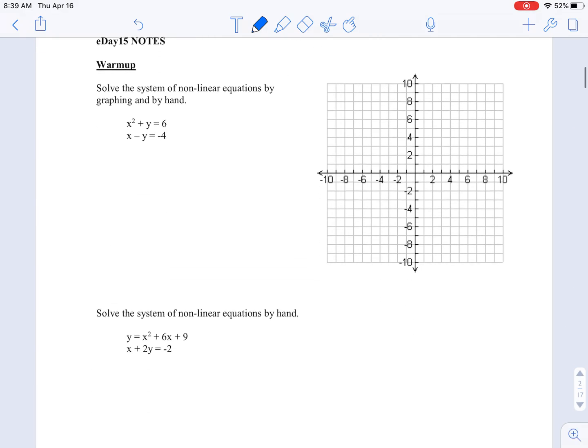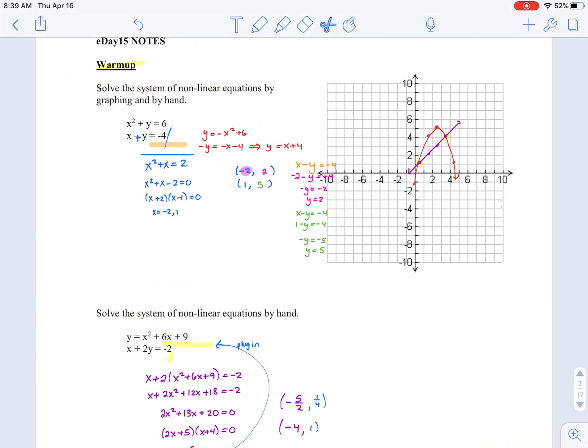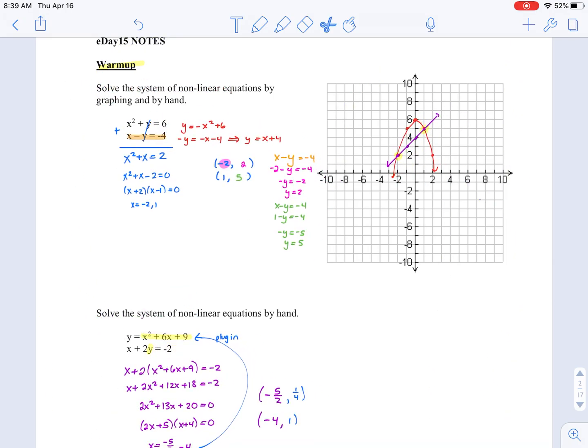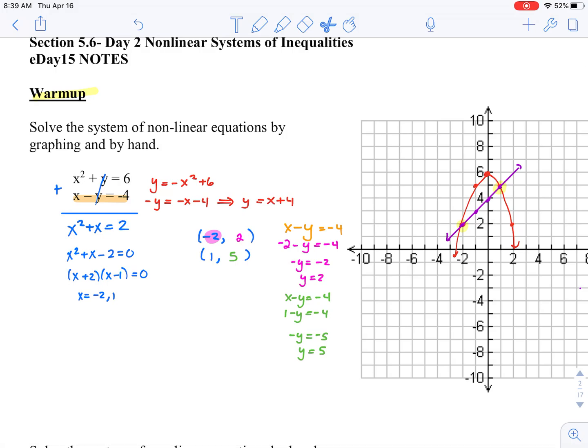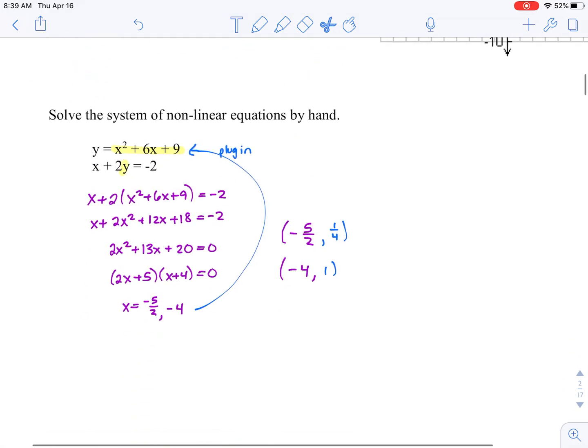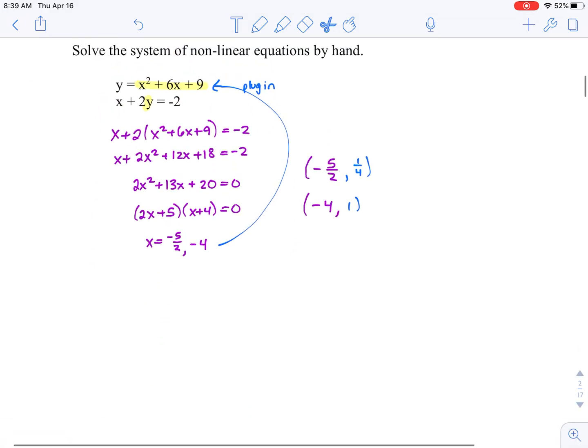We begin today with a warm-up, and I would really like you guys to try this warm-up on your own. Please pause this video now, and then you can come back and check your answers. Welcome back. Please take a second, pause the video, check your answers for the first problem, and then check your answers for the second problem.